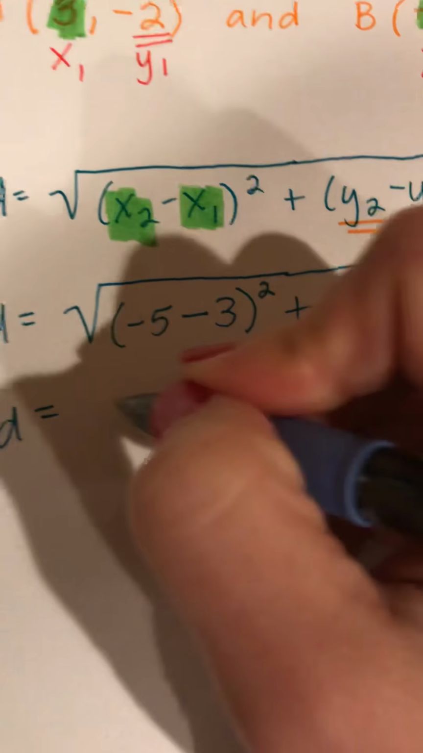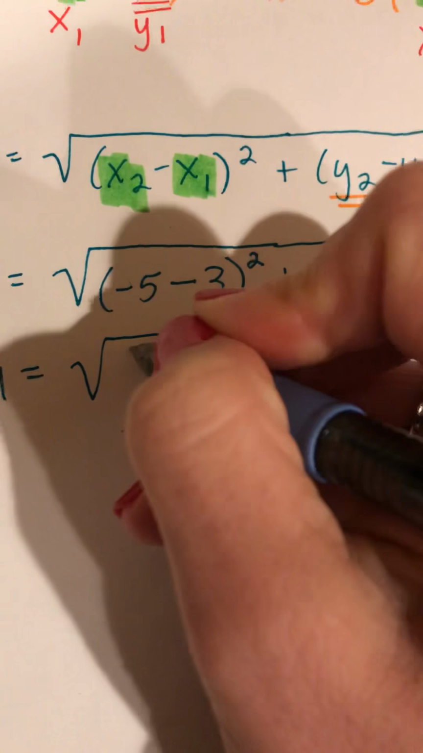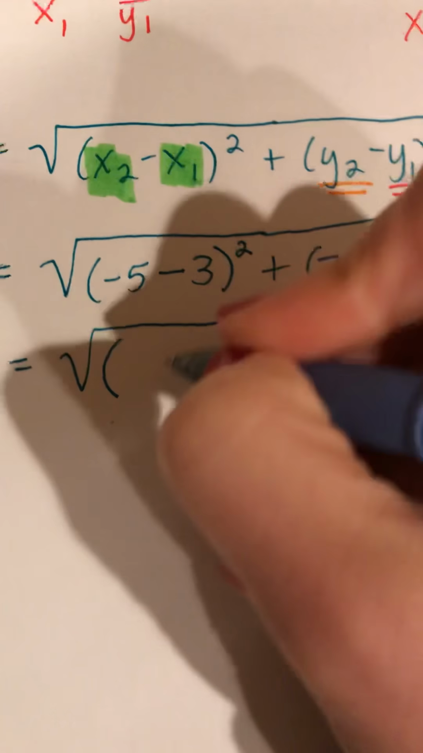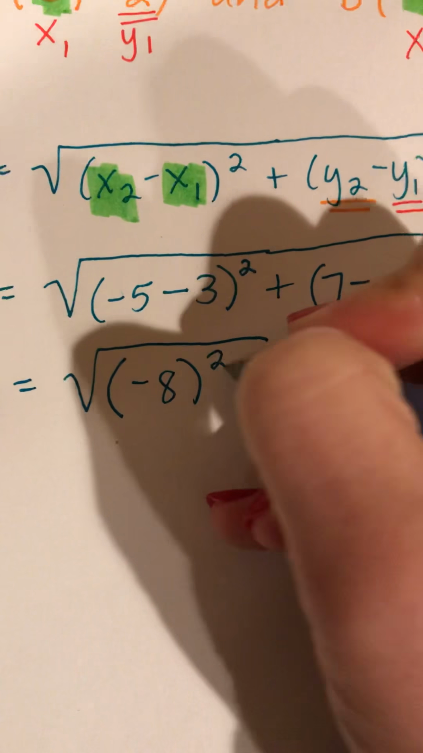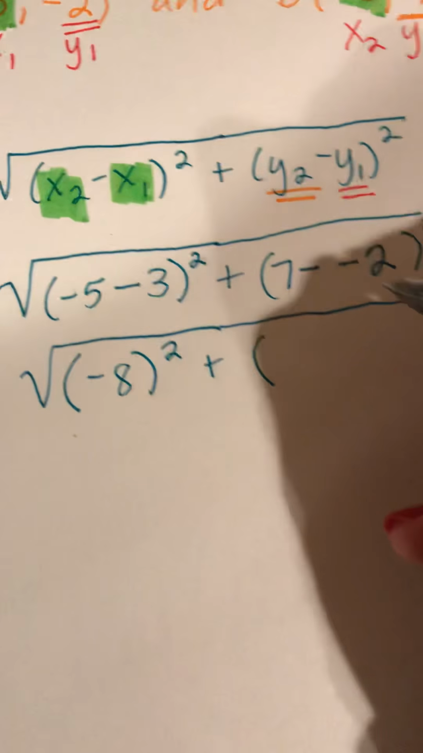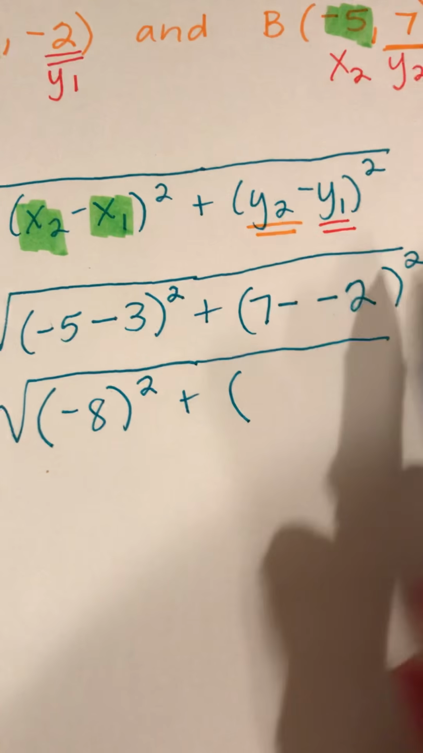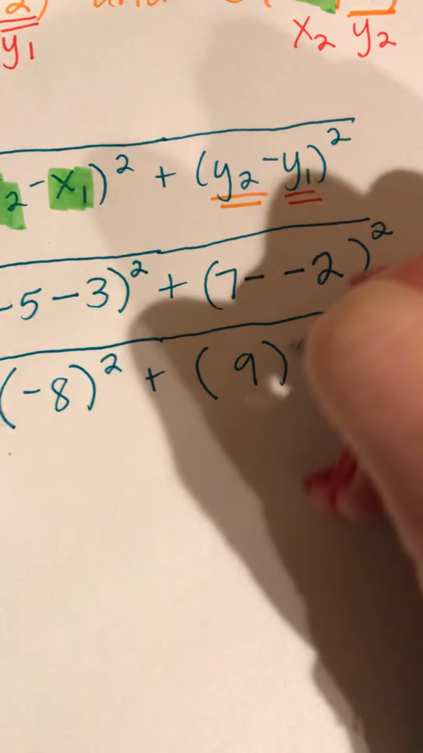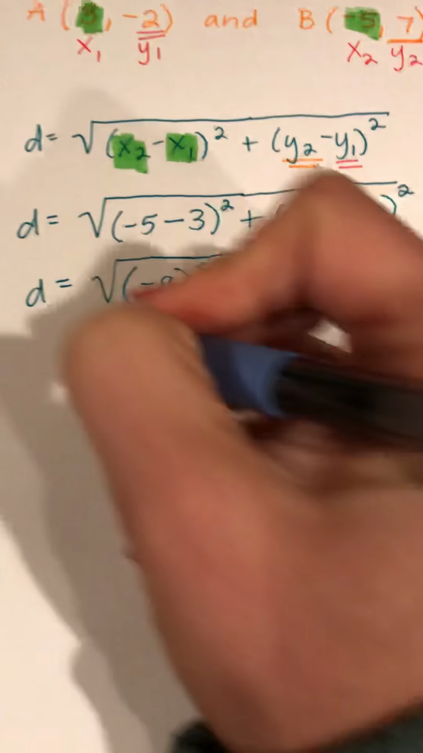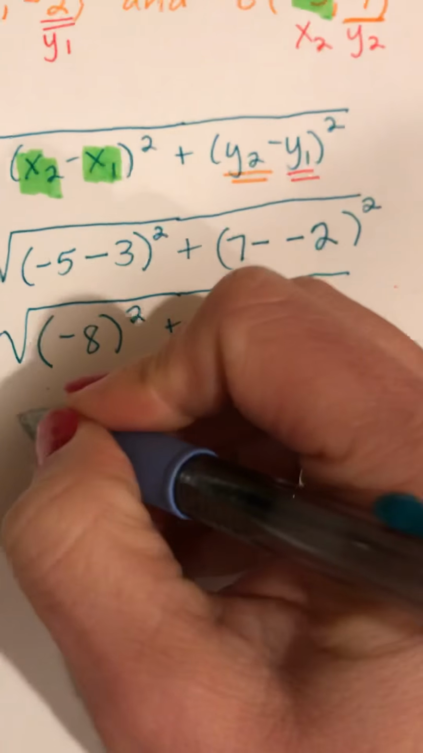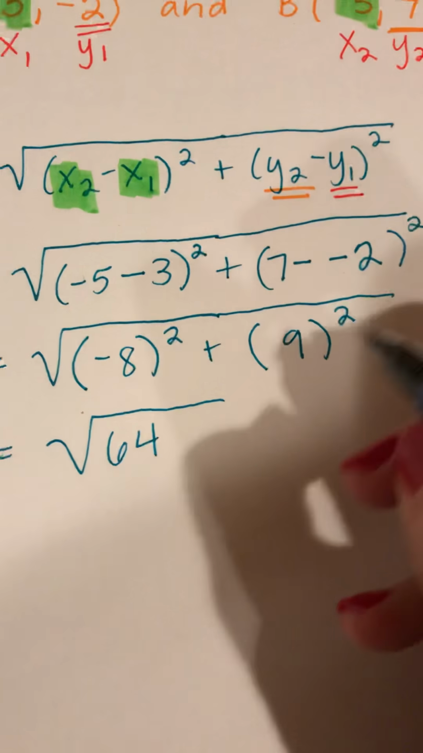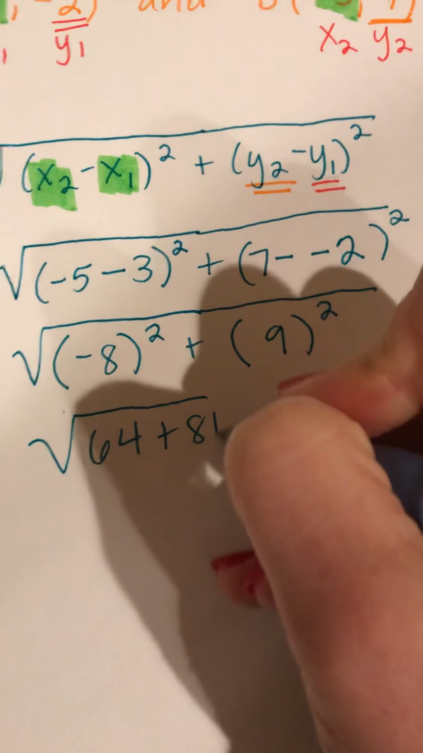So it's going to be D equals the square root. I'm going to do negative 5, take away 3, which is negative 8. Okay. And then I'm going to do 7 minus negative 2, which is 9. Okay. Now I'm going to simplify this. D is the square root of 64 plus 81.